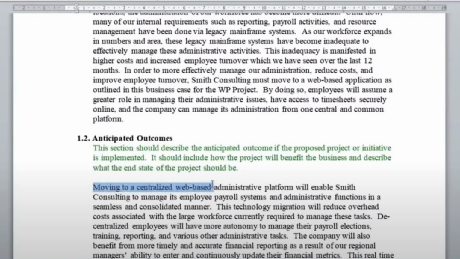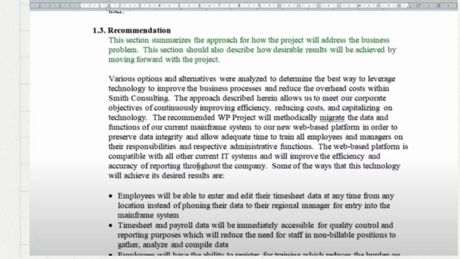What are the anticipated outcomes? Moving to a centralized, web-based administrative platform will not only improve ease of operation but also reduce costs. What are the recommendations? Various options and alternatives were analyzed to determine the best way to leverage technology to improve business processes and reduce costs within Smith Consulting. The approach described here allows the company to meet its corporate objectives of continuously improving efficiency.